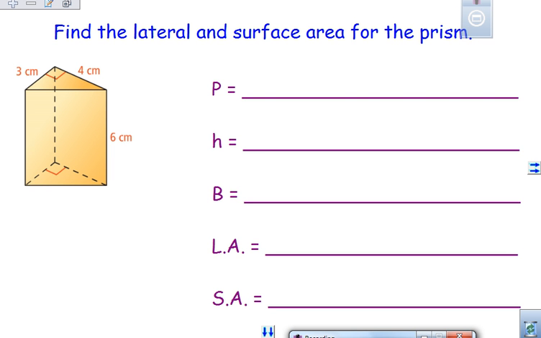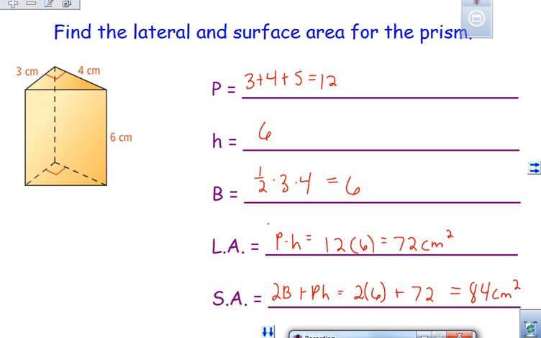Try this one on your own. Please pause the video while you work. Here are my solutions. We didn't have to use Pythagorean theorem because the 3 and 4 were perpendicular distances, so those are the bases and the height. So we get two bases at 6 each, plus a lateral surface area of 72 for 84 square centimeters.